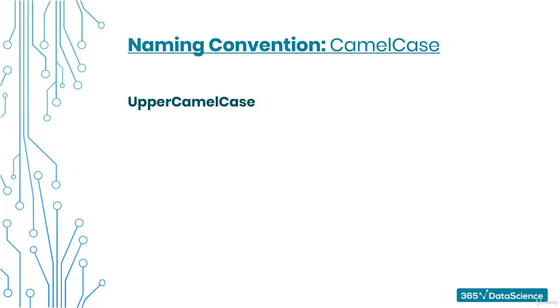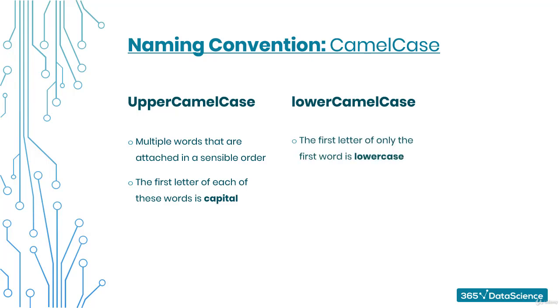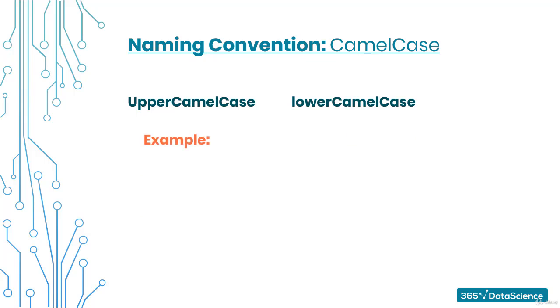Upper camel case. This is a naming convention in which the name you give is composed of multiple words that are attached in a sensible order, and the first letter of each of these words is capital. Lower camel case is very similar. The difference is that the first letter of only the first word is lowercase. Python is a case-sensitive language, therefore using upper camel case to name your classes or column names, for instance, can be a great idea. We will adopt this practice in our work. For example, upper camel case, LoanID. Lower camel case, loanID.